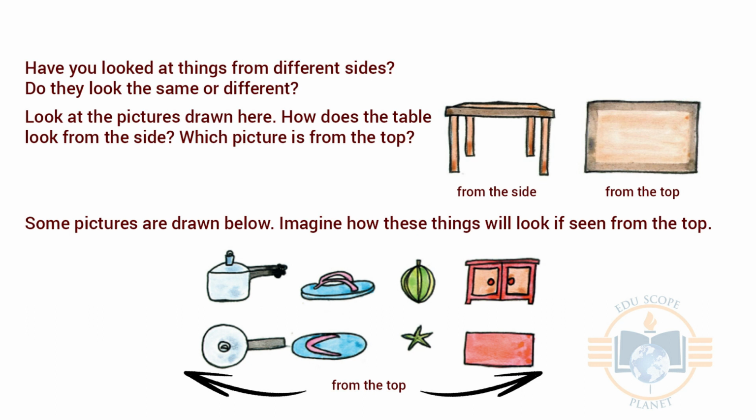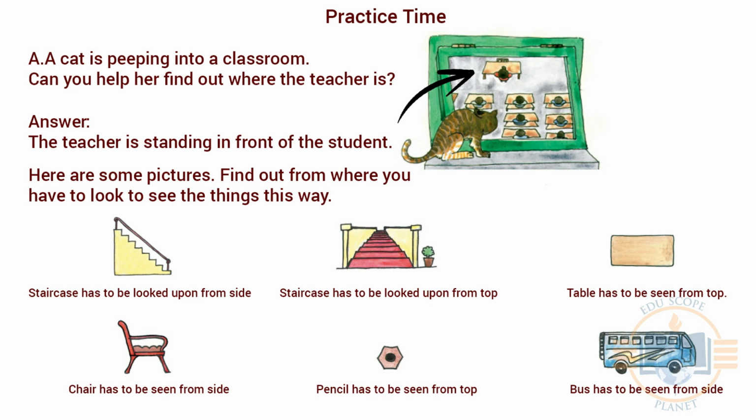Some pictures are drawn below. Imagine how these things will look if seen from the top. The pressure cooker, the sandal, the melon and the cupboard have their top view. A cat is peeping into a classroom. Can you help her find out where the teacher is? The teacher is standing in front of the student.